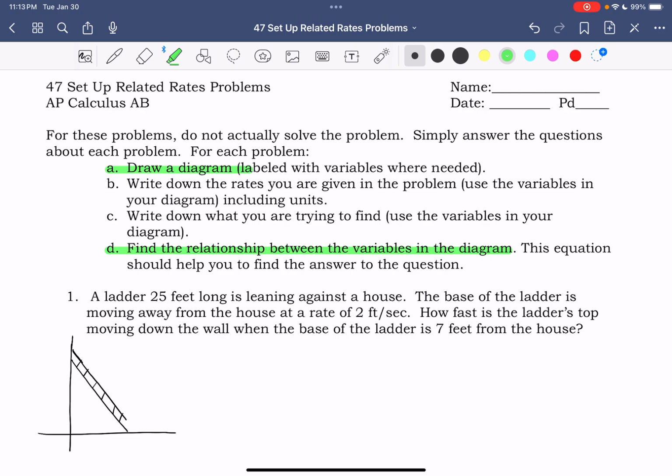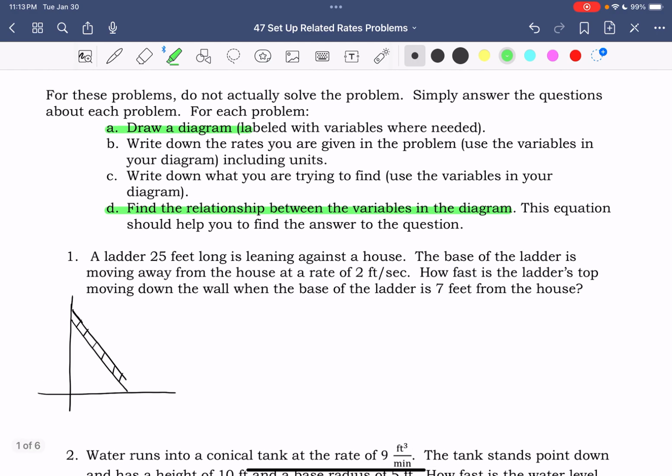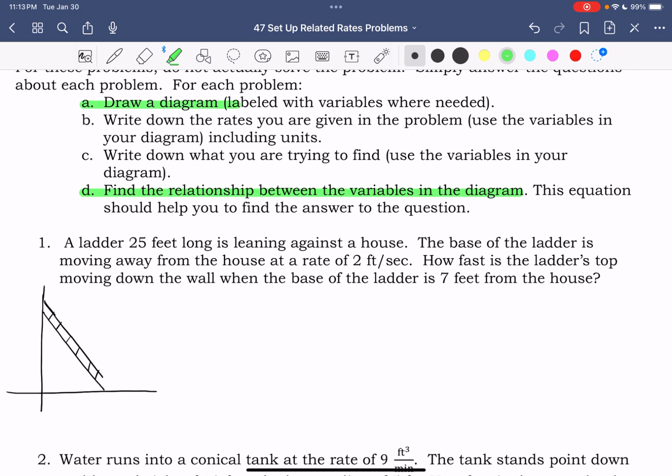And so I just want to walk through a couple situations. Like I already mentioned, these are not all of the possible situations that can show up. These are just three of the common ones that you might see throughout your calculus class when it comes to related rates. And so for the first problem, we have a ladder 25 feet long leaning against a house. The base of the ladder is moving away from the house at a rate of 2 feet per second. How fast is the ladder's top moving down the wall when the base of the ladder is 7 feet from the house?